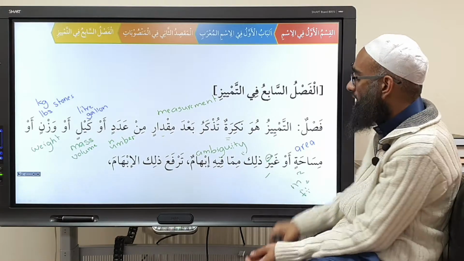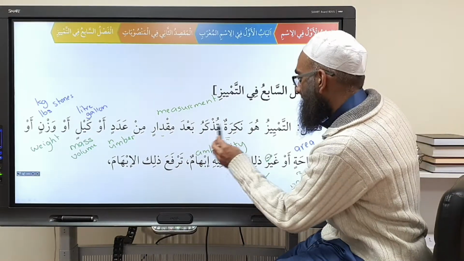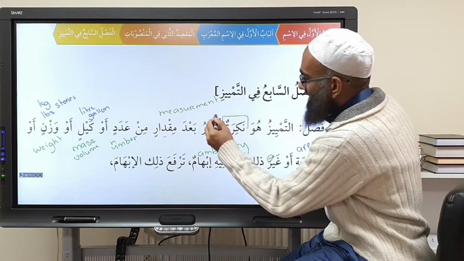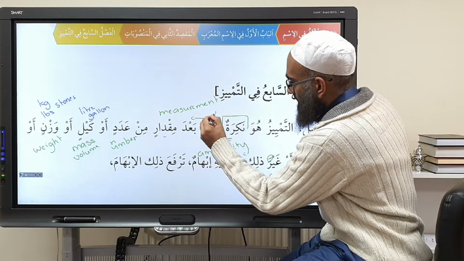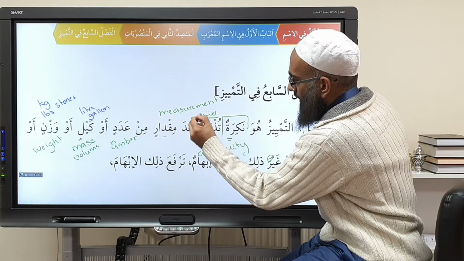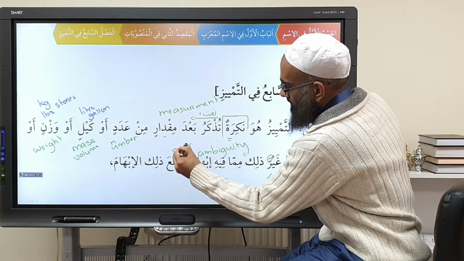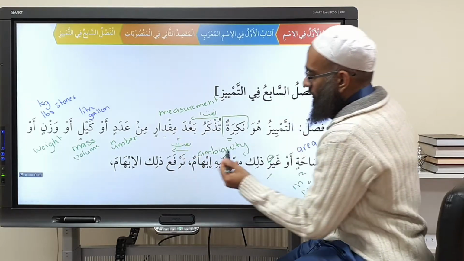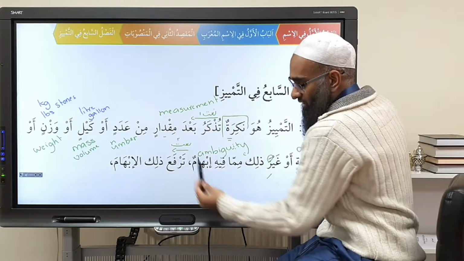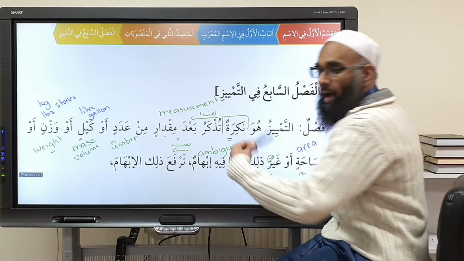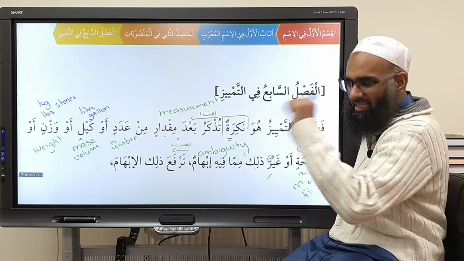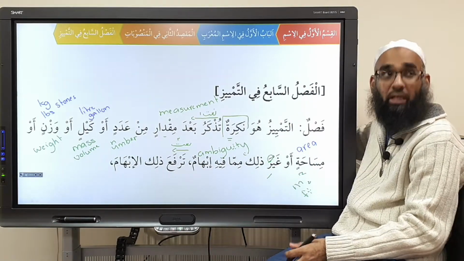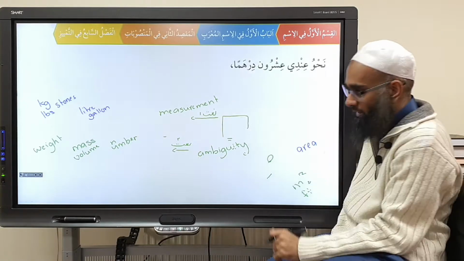And this nakira word, what does it do? This nakira word is number one, and number two, it is mentioned after these, and it removes the ambiguity. And the examples will make it clearer, inshallah. Okay, you following? So example, let's go ahead.